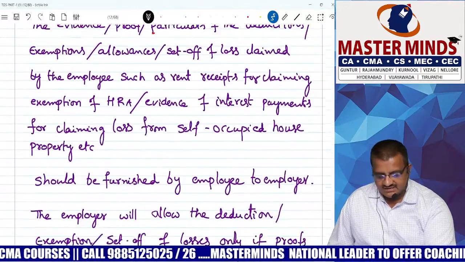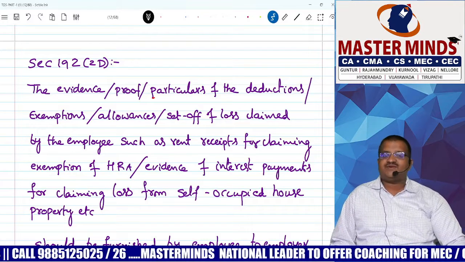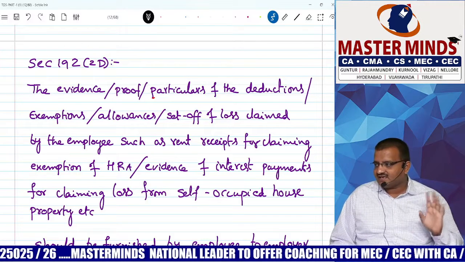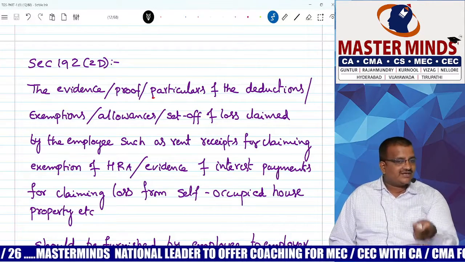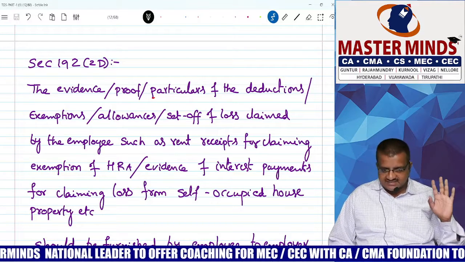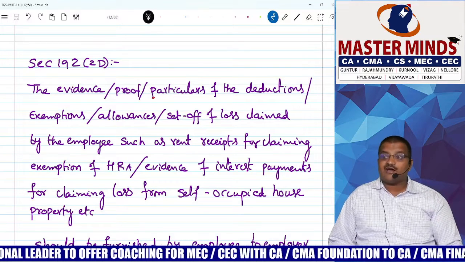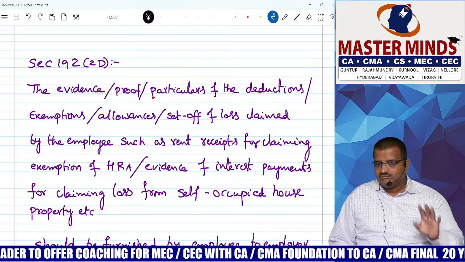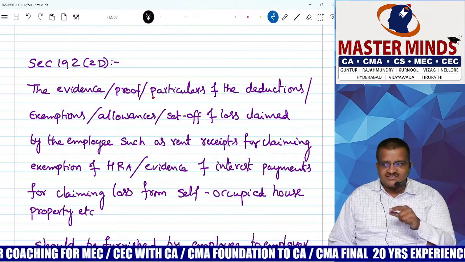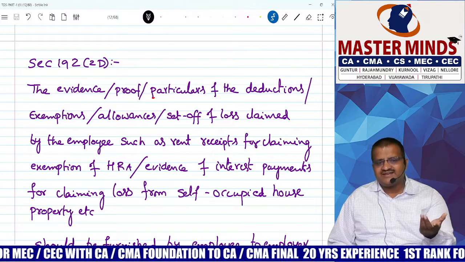This is a special point. This amendment came four to five years back. Once upon a time, whatever you said, I would just believe and deduct TDS accordingly. But nowadays, I compulsorily need to take the evidence. Example, your salary is 3 lakh. You told me, sir, I have house property loss. Don't believe just like that. Give me the proof. House property loss is possible only because of bank interest, so submit your bank statement.